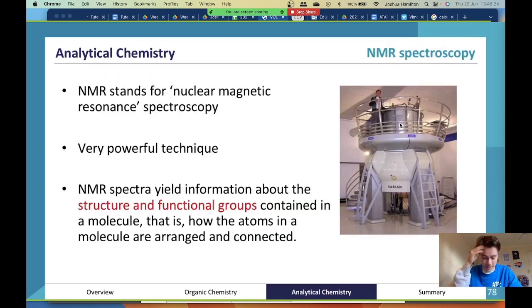Right, now moving back, sorry. NMR. So NMR stands for nuclear magnetic resonance. It's a very powerful technique. It's a very expensive technique to work through, but it's very useful. It yields information about structure and functional groups. So you can also get functional groups from this, but it mainly tells you where the structure is, and the arrangement of things.